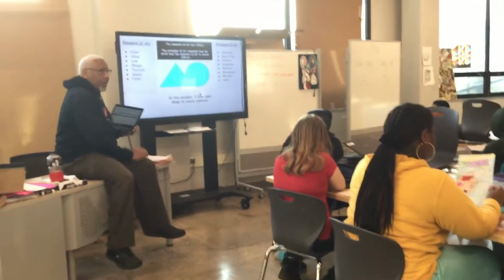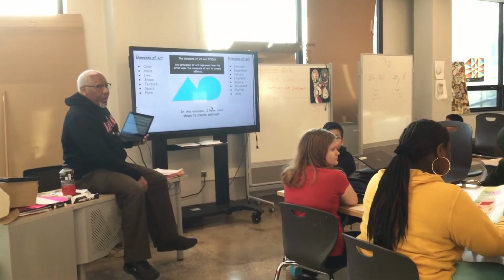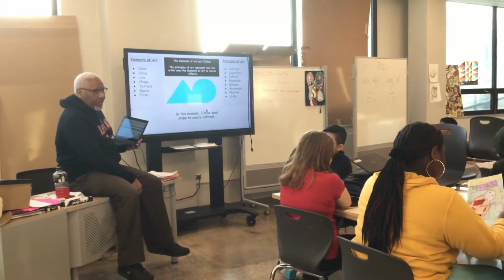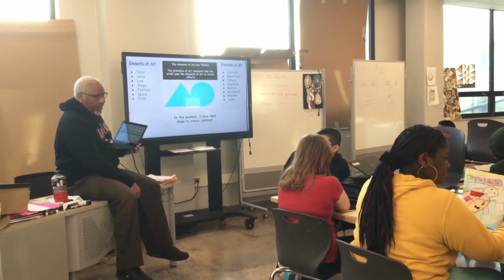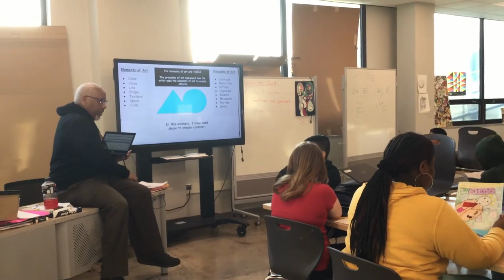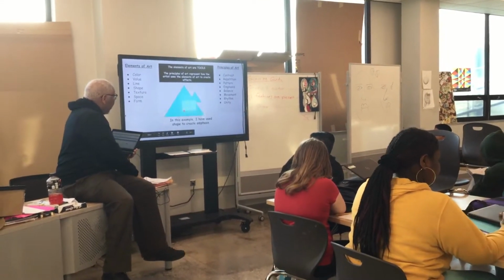Look at the, okay, Hashi, look at the lines. How are the lines different on each one? The triangle uses what type of lines? Straight lines. And the circle uses what? Curves. Curved lines. Thank you, Miss Hardy. I heard you.